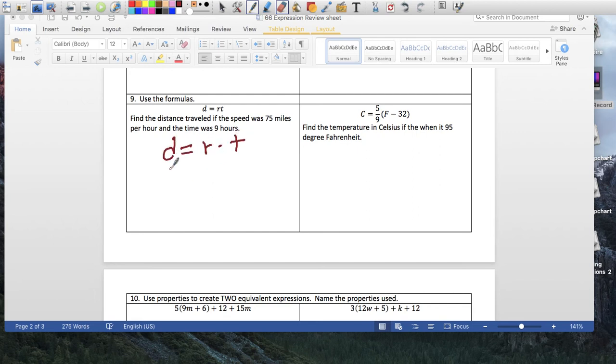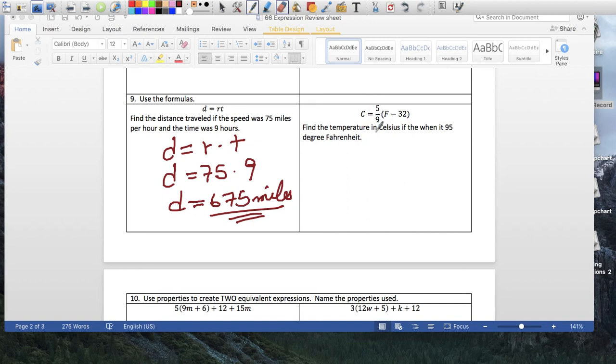Let's substitute. So I'm wanting to find the distance, so that stays. The speed which you travel was 75. The time, in this case, the time is in hours. So the time was 9 hours. So if you drove at a speed of 75 miles per hour for 9 hours, how far would you be? Well, 9 times 5 is 45, plus 4, 675 miles, which is pretty good distance.